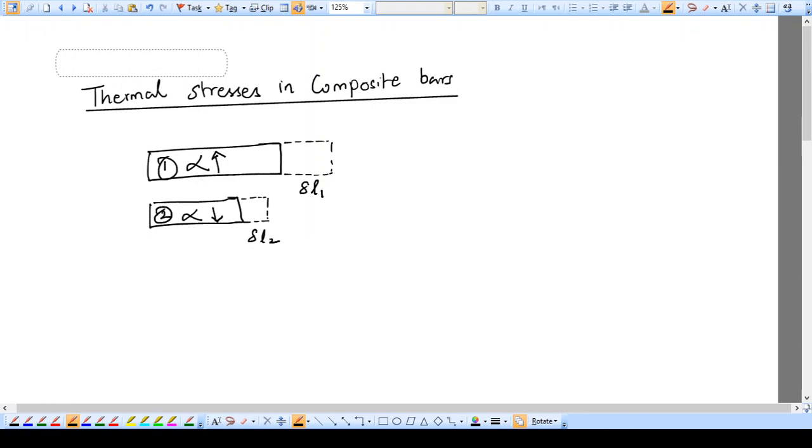If the body has a higher coefficient of thermal expansion, then delta L1 will be more than delta L2. The change in length of the body with a higher coefficient of thermal expansion will be more than the change in length of the body with a lower coefficient of thermal expansion.